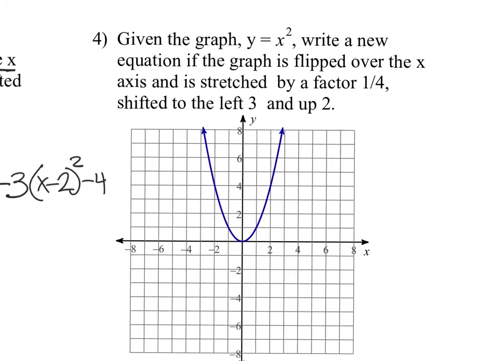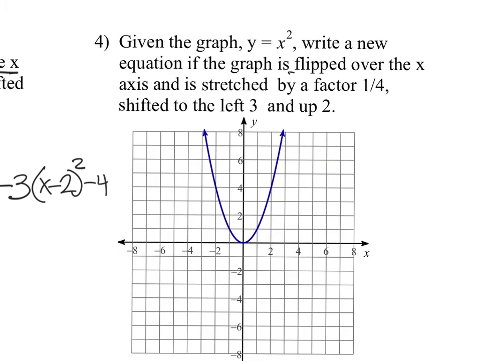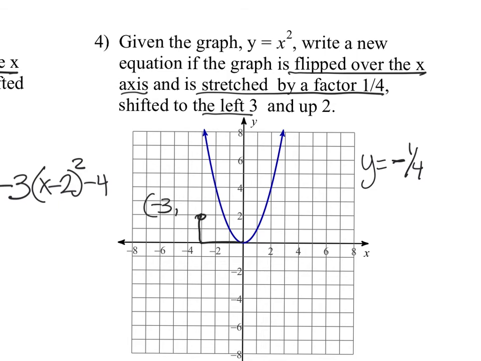Okay. This one, it flipped over the x-axis, or reflected over the x-axis. So it's y equals minus, and it's stretched by a factor of 1/4. So a is 1/4. And it shifted to the left, so it went to the left 3 and up 2. So negative 3, 2 is our vertex. So that would look like positive 3 squared plus 2.